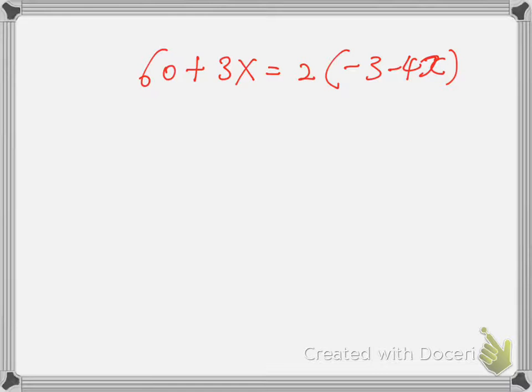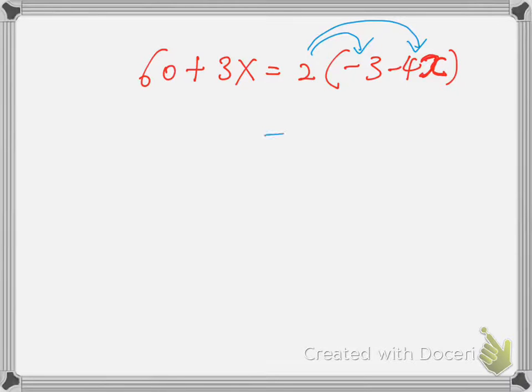So next question, there is the distribution step before the moving step. So it's a little bit harder. So 6 plus 3x is 2 times negative 3 minus 4x. So in the beginning, you cannot move it. Why? Because on the right hand side, there's a multiplication. So what does this multiplication really mean? Distribution rule. It's 2 multiplications.